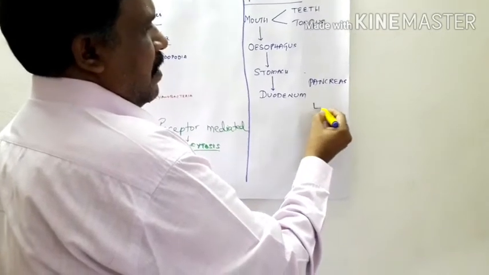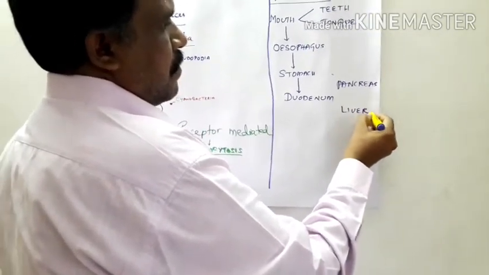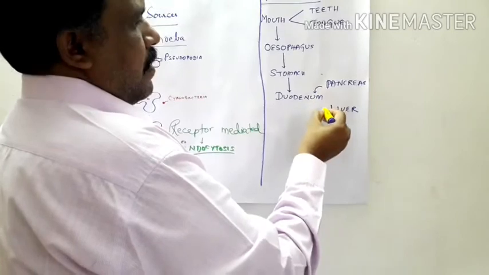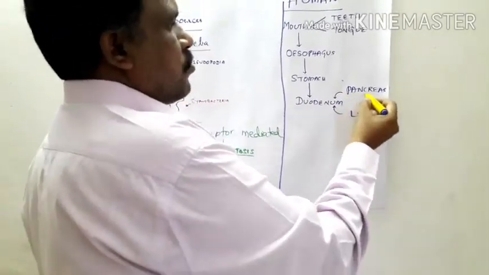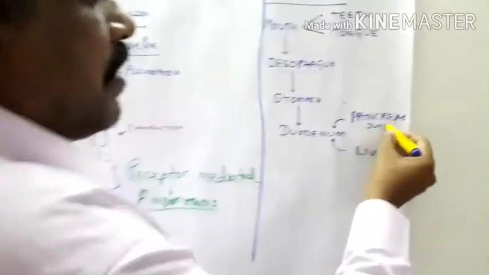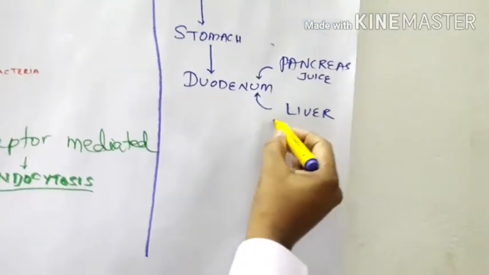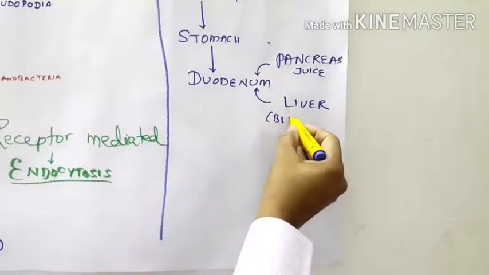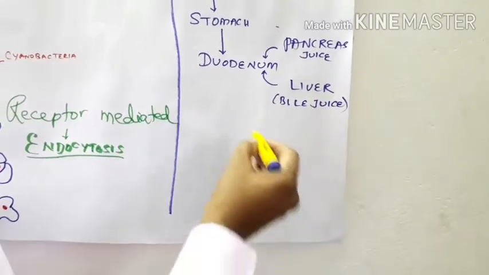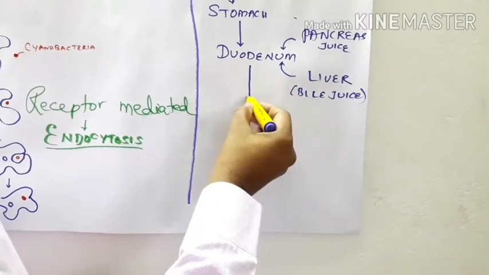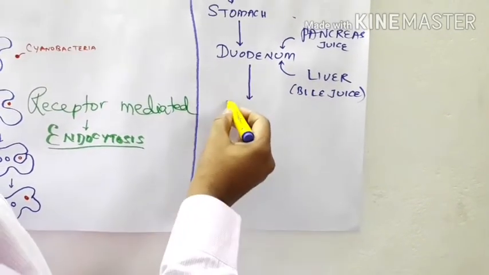Another is said to be the liver. So they enter here. Pancreas, the juice is poured here. The liver, from the liver, it is the bile juice. Okay. Then the final digestion occurs in the ileum.